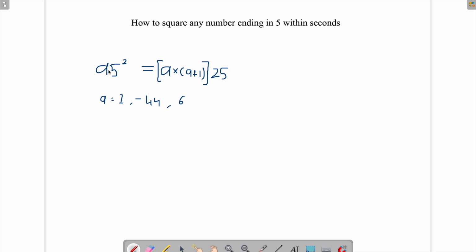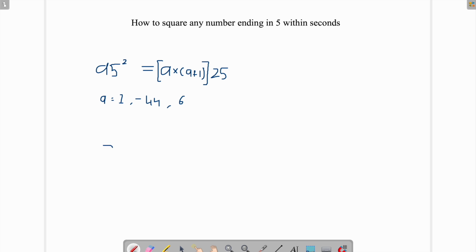So let's say we had 65 squared here. It'd be 6, which is the a, times the 7, and finish with 25. So it'd be 4,225. Let's get some numbers in this, all right? Let's go get some numbers, so I can show you I'm not lying.